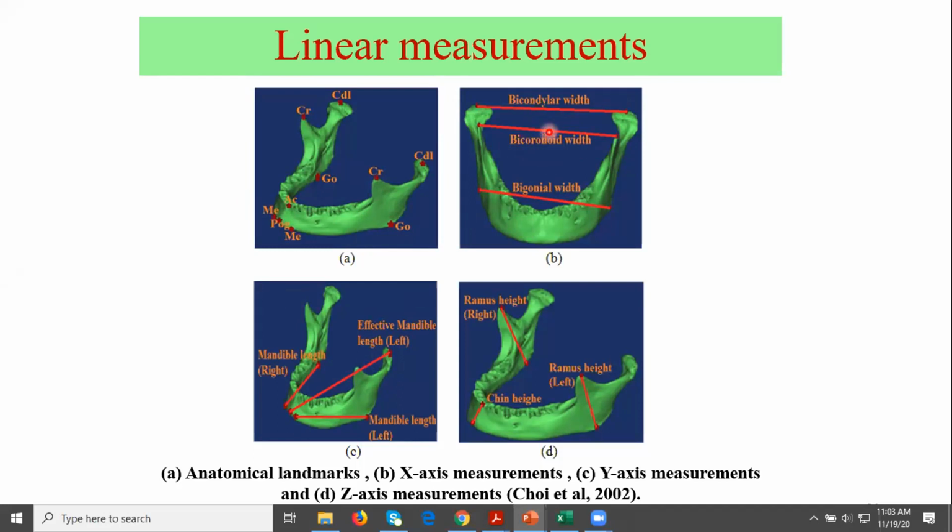This I'm taking as the x-axis dimensions, this the y-axis dimensions, and this the z-axis dimensions. When we are doing the scanning, a different variation is observed in each axis. That's why we take three individual dimensions to calculate the dimensional error.